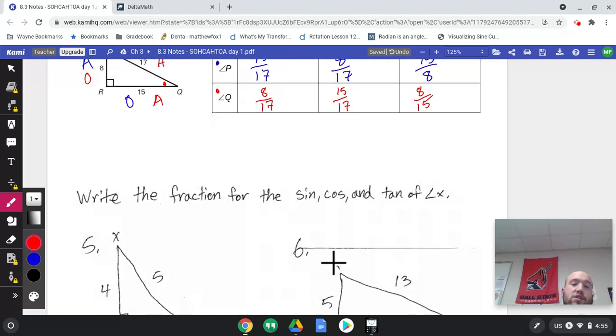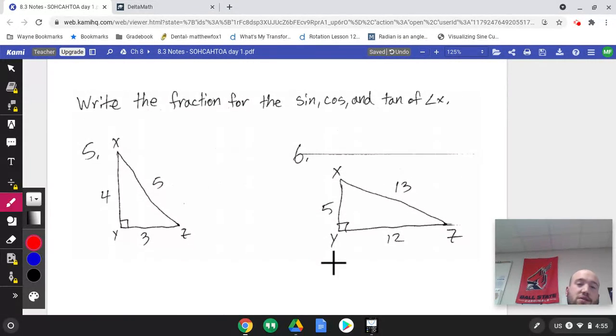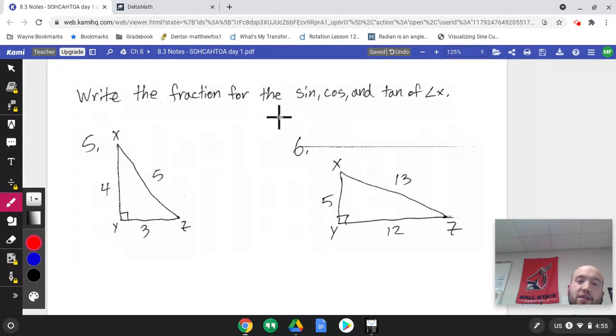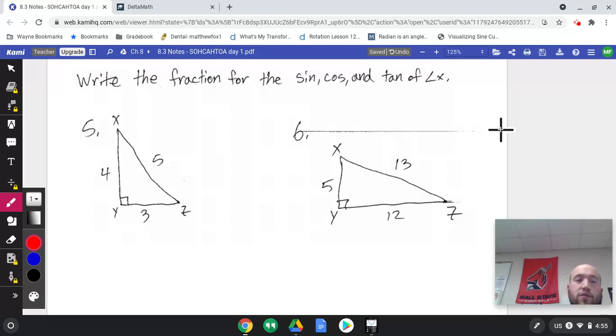All right, so we're just about done for the day. We want to practice a little bit more. So here it says, write the fraction for sine, cosine, and tangent of angle x. So first off, let's identify angle x is up here. Okay, so this is our H, this is our A, this is our O. We need to get very good at labeling those.